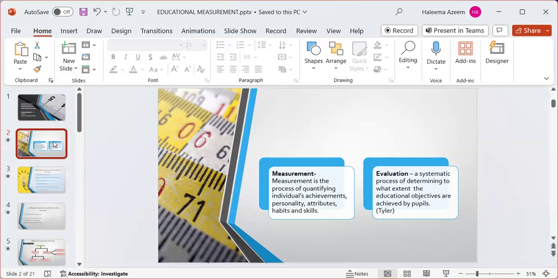Using that information, we can judge the relationship between what was intended by the instruction and what was learned, for example, how far the students have progressed. So measurement and evaluation play a vital role in education as they contribute to an effective teaching-learning process and student development. Now let's look into their significance.